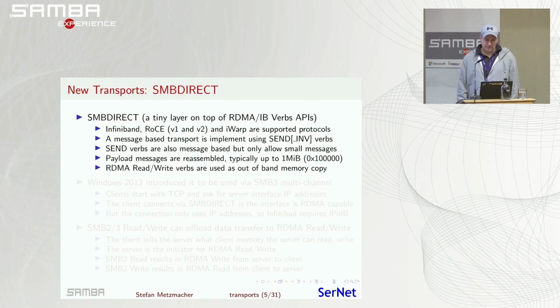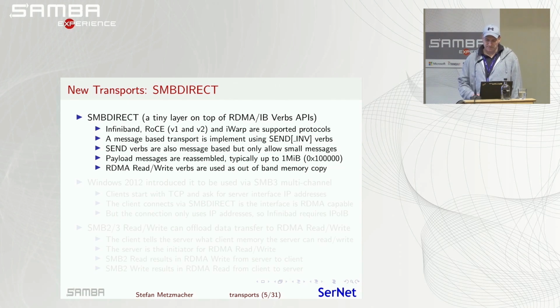Then there are new transports, or, it's 2026, and it was announced or started in 2011, so it's not really new, but new for Samba. It's SMB-Direct. It's a tiny layer on top of RDMA InfiniBand verbs. It supports InfiniBand, RoCE v1 and v2. v2 is RoCE, basically InfiniBand over UDP, and there's iWARP that's based on TCP.